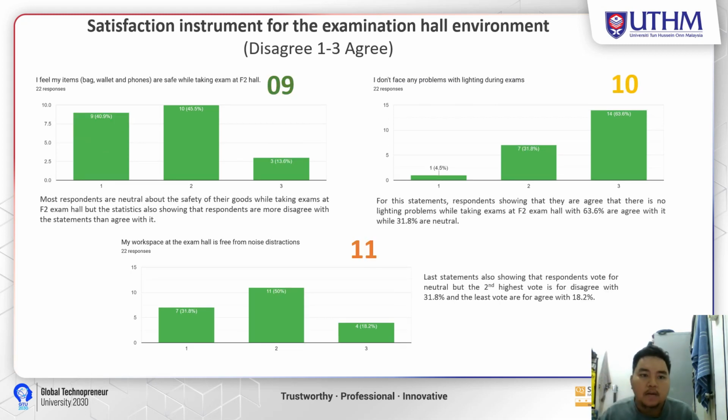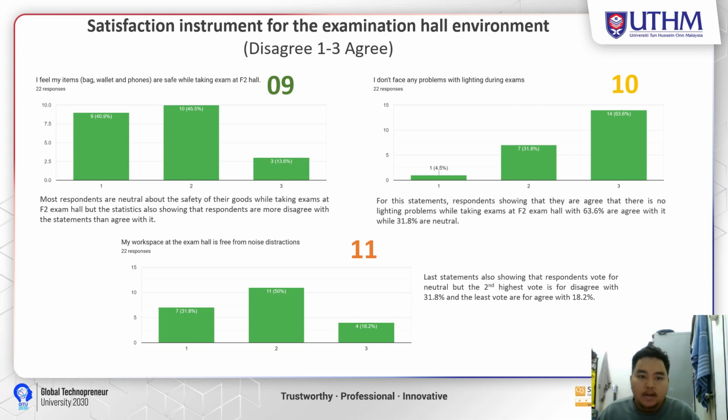Next is question 9, about the safety of their items while taking the exam. Most students feel neutral, but the second largest group disagree with the statement. They are not feeling safe. And next question, most students didn't have a problem with the lighting at all during the exam, as most students disagree with the statement.